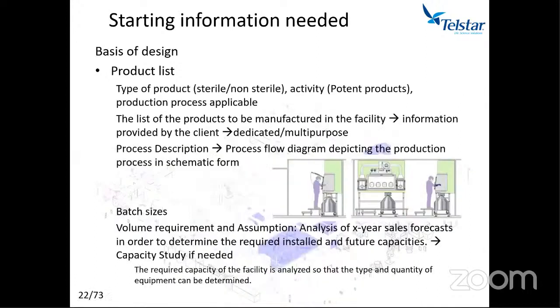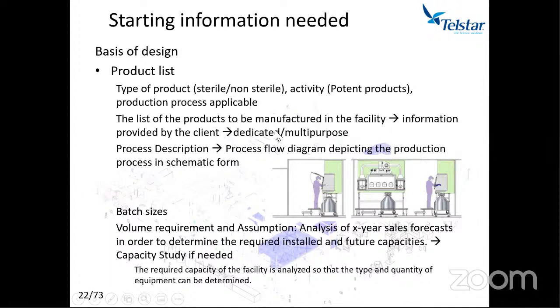Let's talk about the next question. What are the products we're going to produce here? It is not the same if we're talking about a sterile production site or a non-sterile production site. Are we talking about highly potent drugs or just generic products? What processes are going to be applicable? This is something we must know. Without this, again, the facility could be whatever. The list of products, we need it. It's something that will be part of the basis of design of the URS.